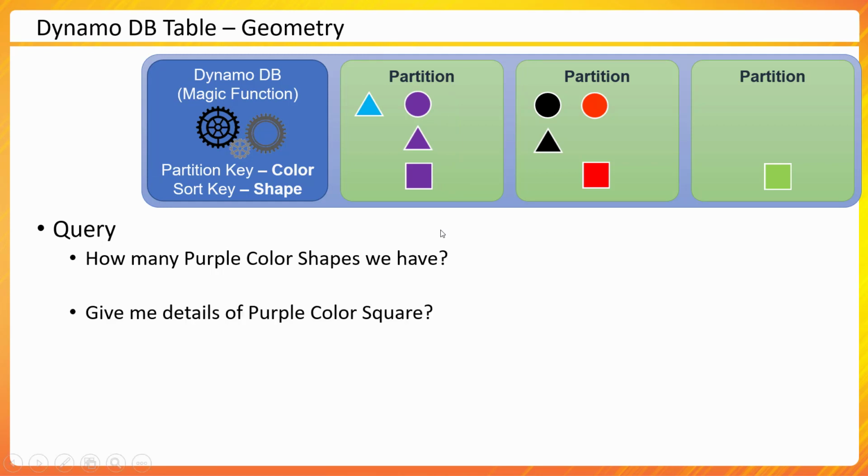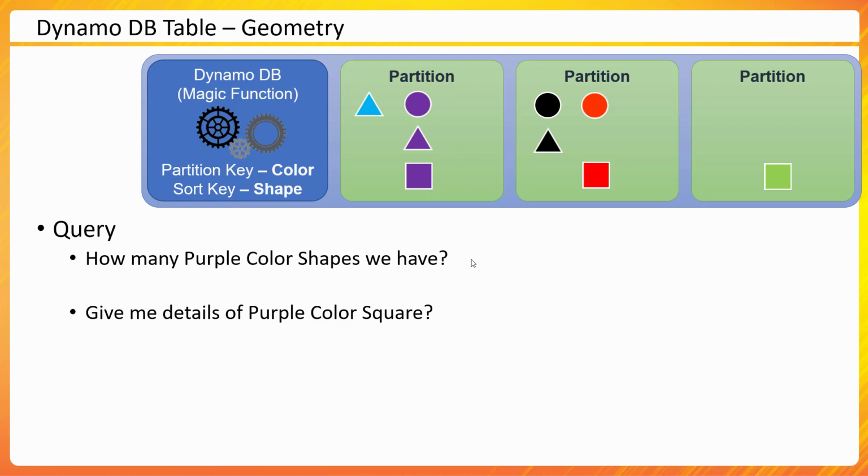I ask a second question. Give me details of purple color square, right? So two things we have to look for. First is purple color, and second, I am looking for information of a square. So this time also, DynamoDB would search in this partition and then use the sort key of shape to identify the square and deliver me the details of it. No problem at all. Efficiently, I am getting the result.